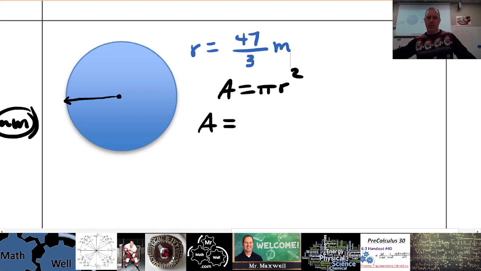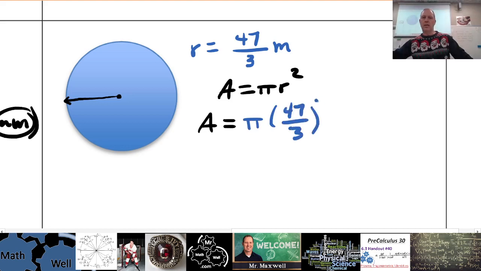Okay. So pi, we'll use our pi button on our calculator, and I'm going to go 47 over 3 squared. That's like going 47 over 3 times 47 over 3. Let's try and do this in fraction form. Let's leave our answer in fraction form, because it's easy to just pump this in the calculator, write a decimal, round it off, done. Let's see if we can work with this in fraction form.